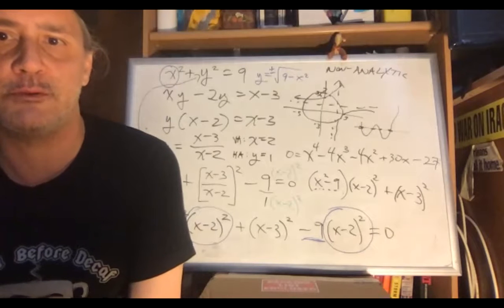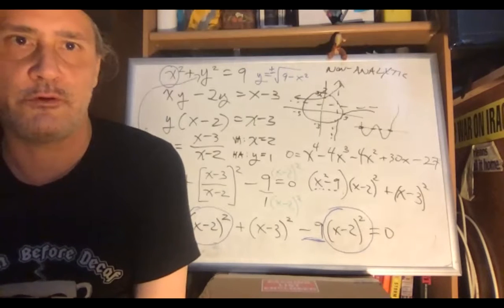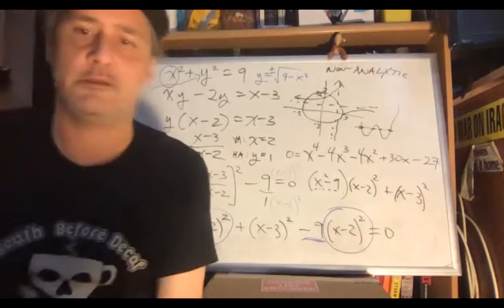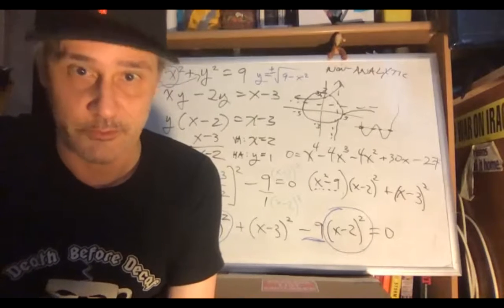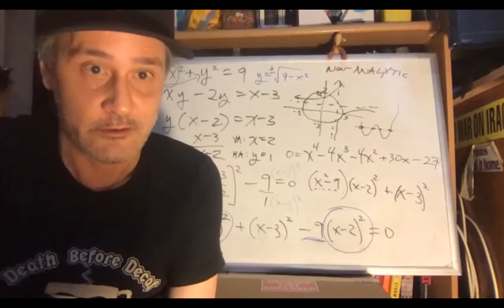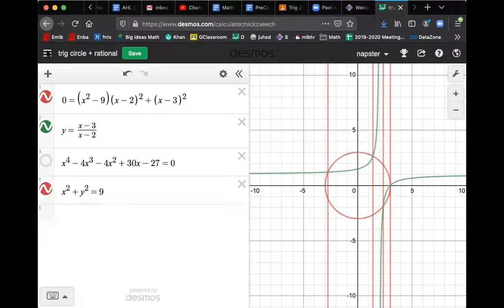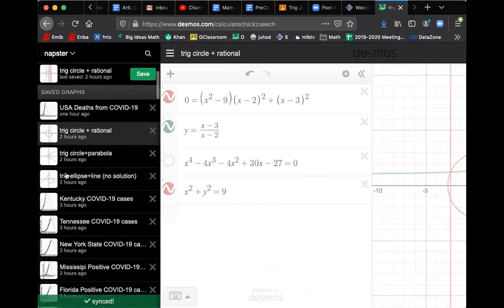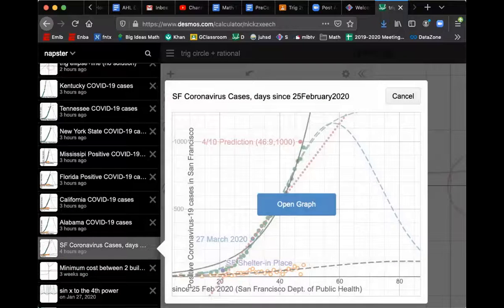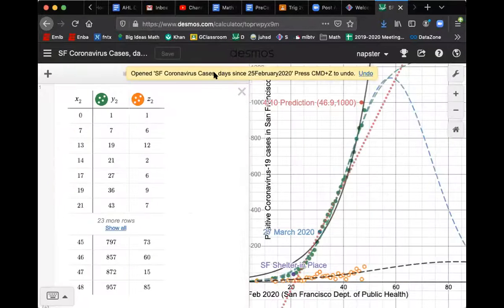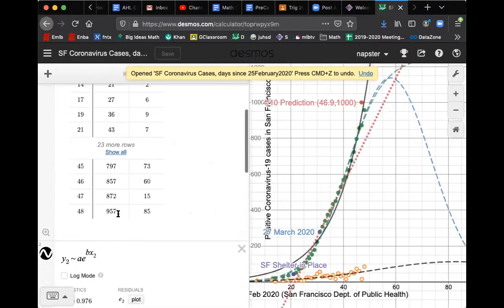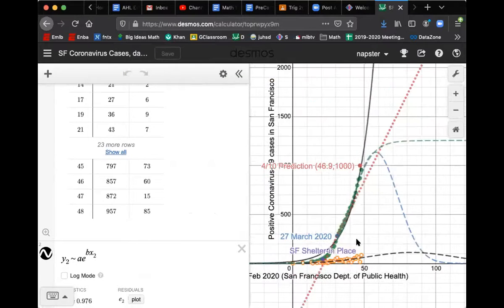So I've been doing a Desmos of San Francisco cases. And so I just uploaded the cases today. Since we're here, I'll share you all this and then I'll get out of here. So back to Desmos. So let's see, SF, you can see the ones I'm doing. So here's this one. So we just got 85 more cases today. And you can see this is exponential. And then down here, it's based upon the increases.